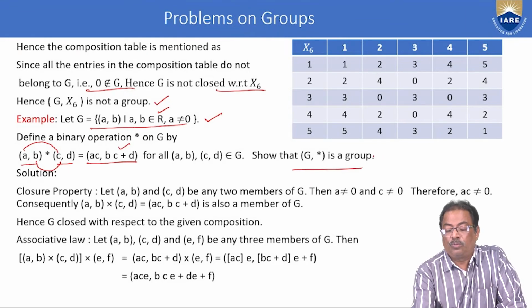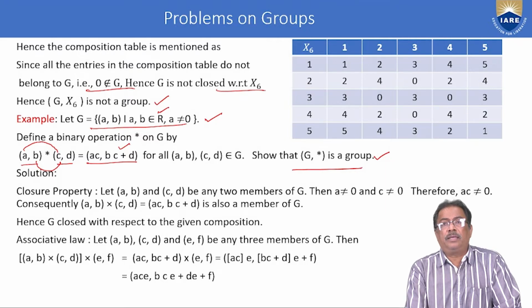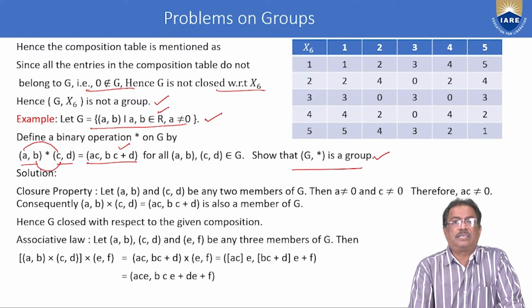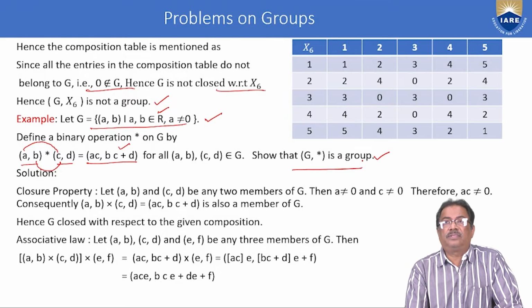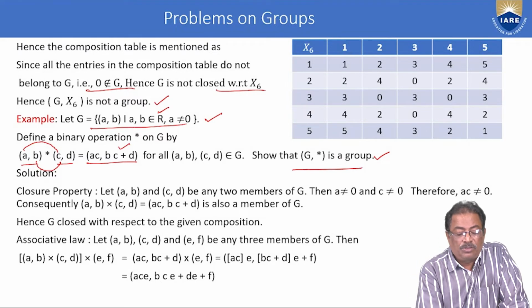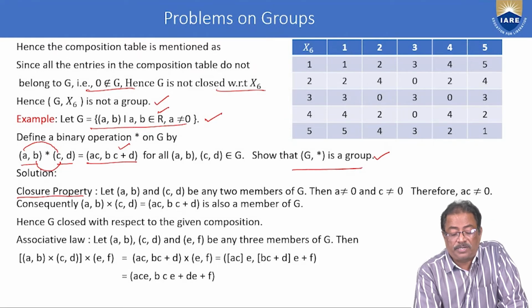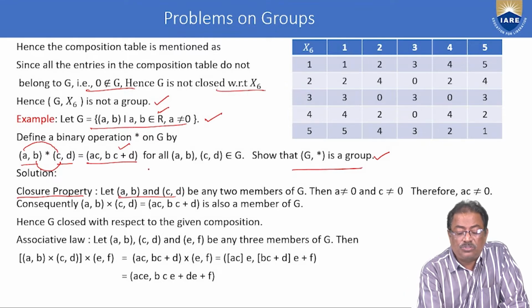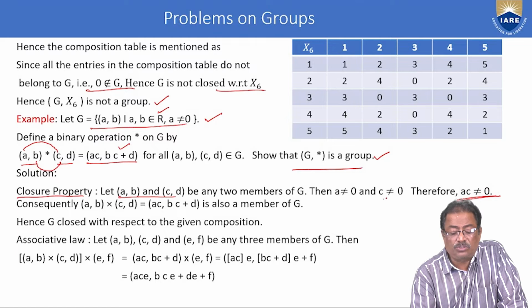Now we have to prove whether it is a group or not. So here A, B elements are nothing but the real number system. Now we have to verify whether it is a group or not. The first one is to verify the closure property. Take two ordered pairs, where A is not equal to 0, as mentioned, and C is also not equal to 0.